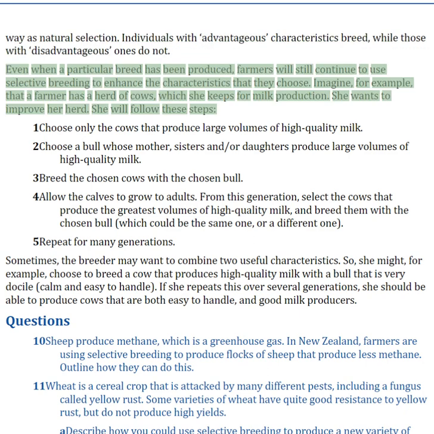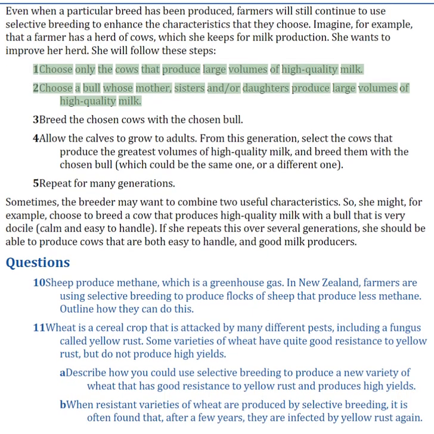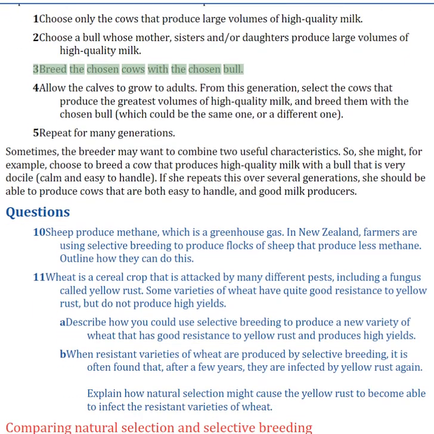Even when a particular breed has been produced, farmers will still continue to use selective breeding to enhance the characteristics that they choose. Imagine, for example, that a farmer has a herd of cows which she keeps for milk production. She wants to improve her herd. She will follow these steps. 1. Choose only the cows that produce large volumes of high-quality milk. 2. Choose a bull whose mother, sisters and/or daughters produce large volumes of high-quality milk. 3. Breed the chosen cows with the chosen bull.